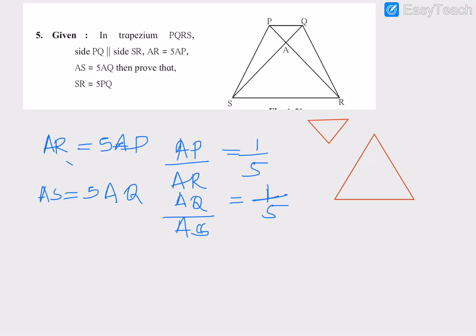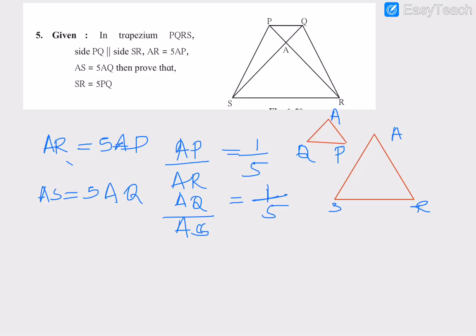So I am just turning the position of triangle APQ so that I can take the corresponding sides. I have marked here. The side corresponding to AS is AQ, so AQ will be here, and AR corresponds to AP, so P will be here. So I have drawn the figure of the two triangles from this trapezium, that is triangle APQ and ASR. We need to first prove that the two triangles are similar.